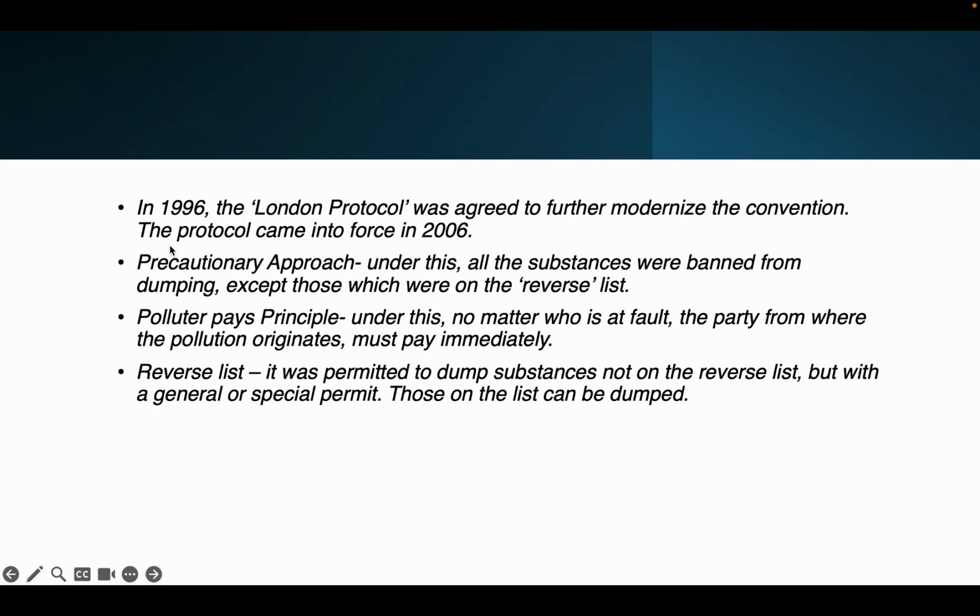The second feature is the polluter pays principle. Under this, no matter who is at fault, the party from where the pollution originates must pay immediately. So they're not bothered who is at fault, whether it is intentional or not, your mistake or others' mistake. If the pollution originates from your side, you are bound to pay.